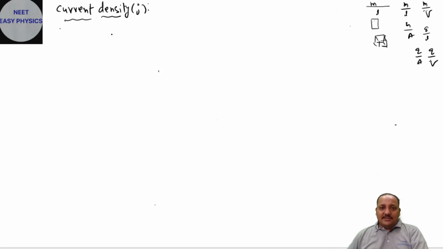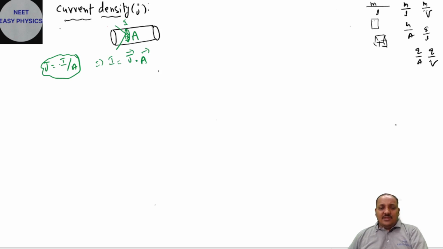Current density is the amount of current passing through an area of cross section. If you are taking a wire, the area of cross section is A. The amount of current passing through this area of cross section is what we call current density. J is equal to I by A. If you are taking a small amount of area, then I is equal to J bar dot A bar. For a small amount of area, a small amount of current is passing, so J is equal to dI by dA.